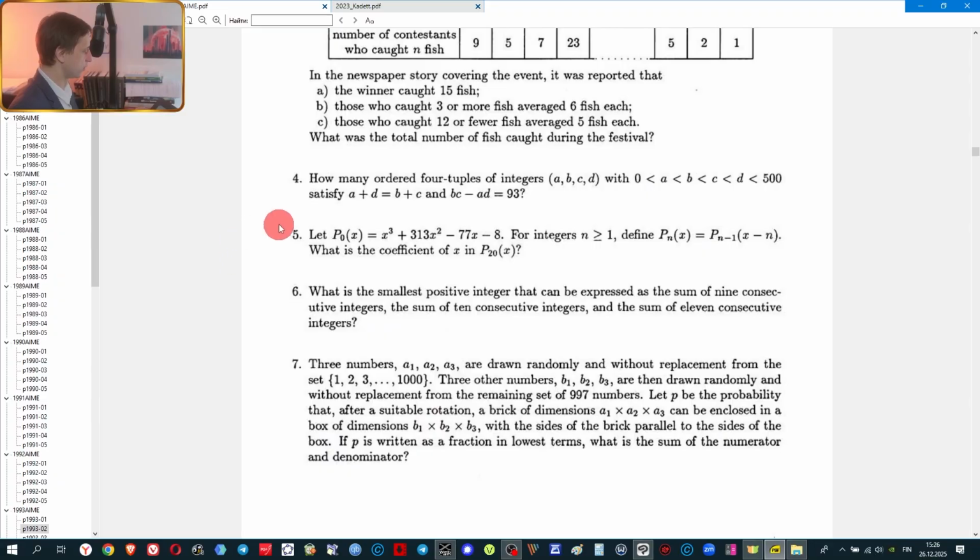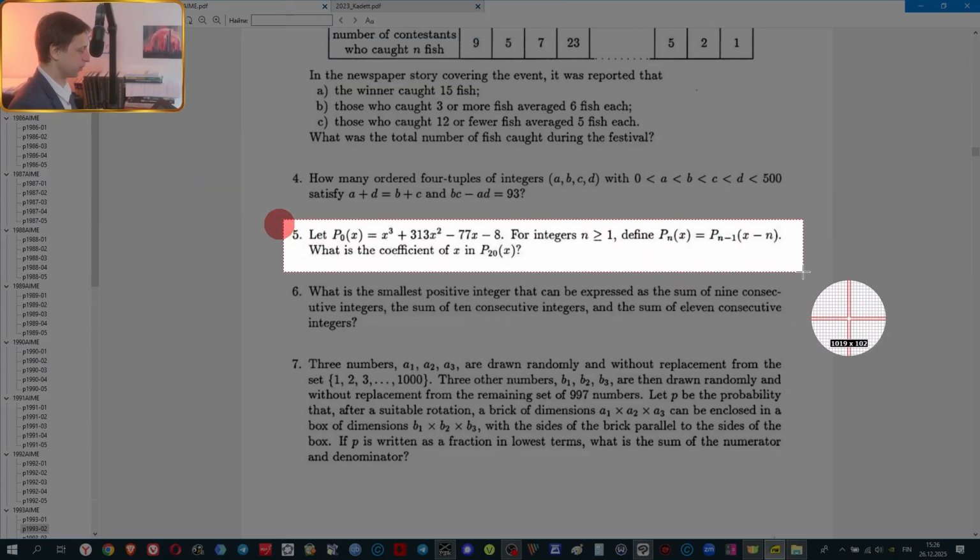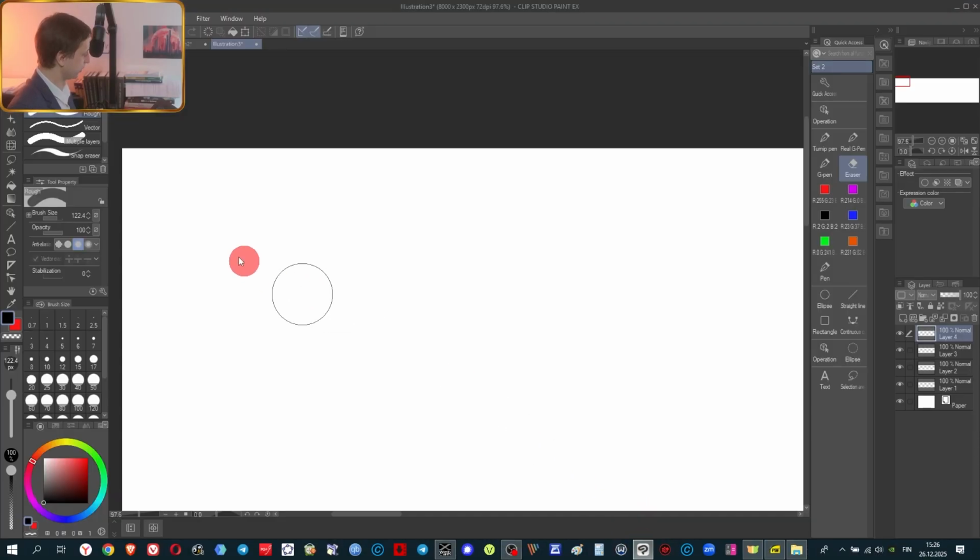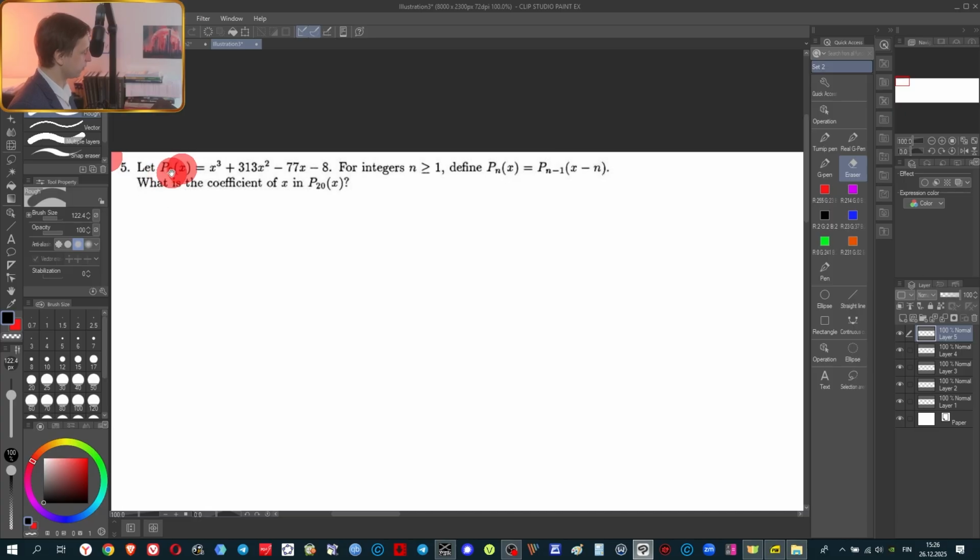Okay, and the next problem that we will solve will be number 5. It is a simple problem related to polynomials. So we have a polynomial p0 of x. It is a polynomial of the 3rd degree. It looks like this. And we have a formula for integer n greater or equal than 1: Pn of x equals Pn minus 1 of x minus n. And we need to find the coefficient of x in p20 of x.